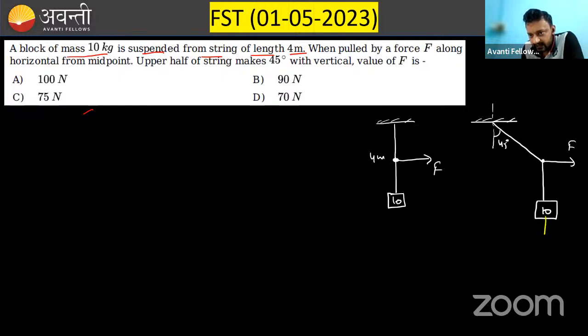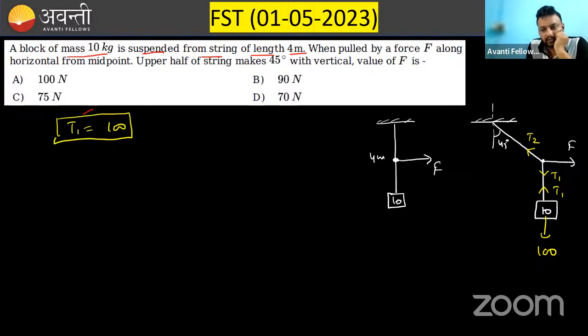So first of all, this is a 10 kg block, so mg is going to be 100 Newton. There is going to be some tension T1. Tension always occurs in pairs, T1, T1. And there will be a tension T2. Now you can clearly see that T1 is equal to 100. Now we need to calculate the value of F.